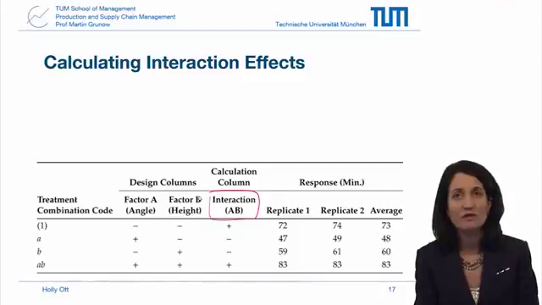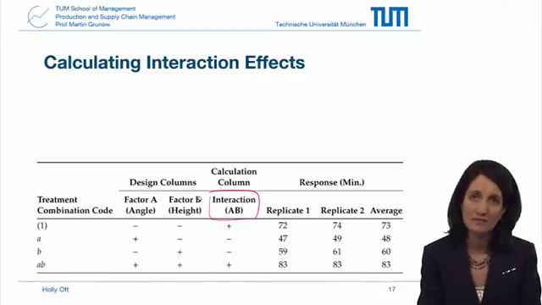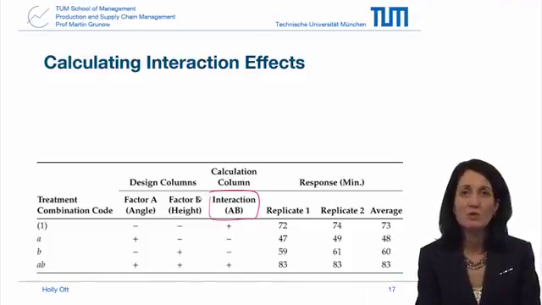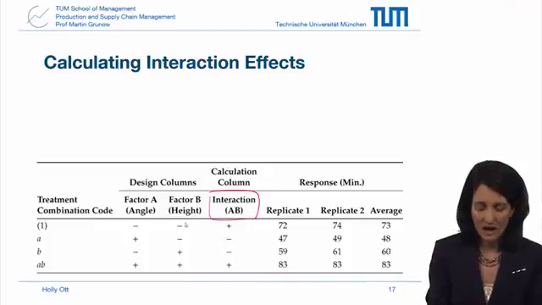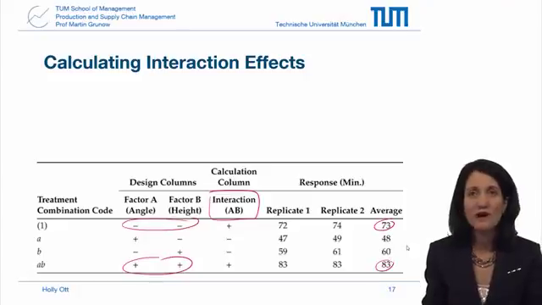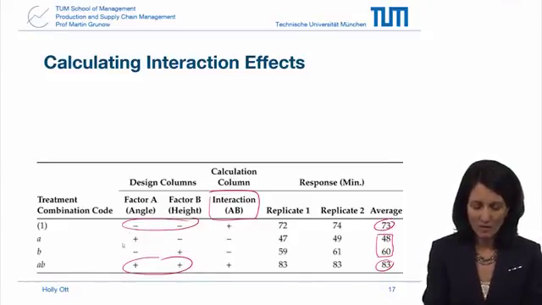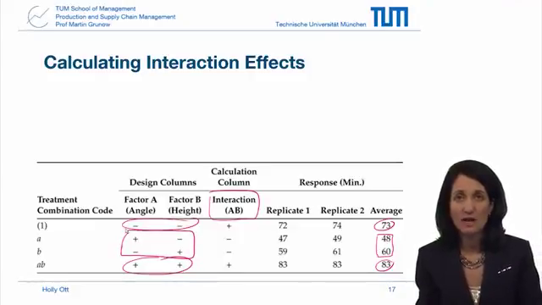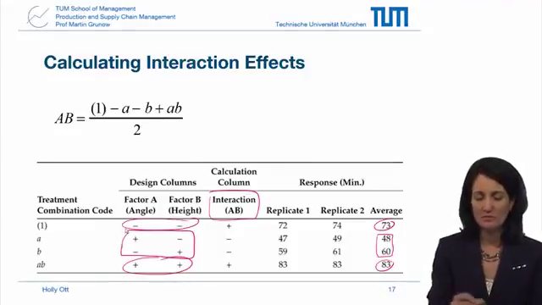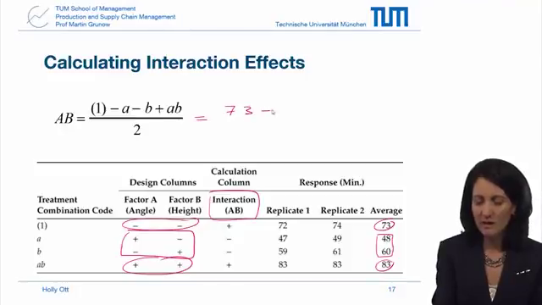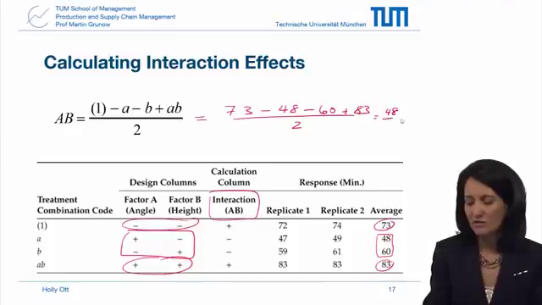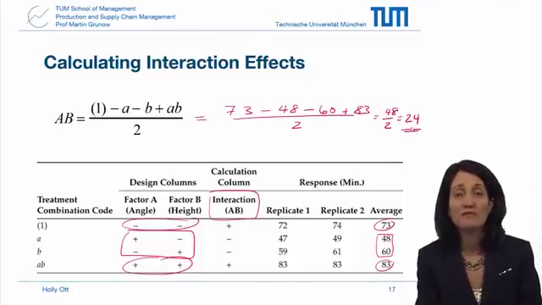The interaction effect between two factors also has a practical meaning and can help in understanding how the factors work together. So, the interaction effect between factors A and B in the two-factor experiment is calculated as follows. We take the average of the responses from the treatment combinations where both factors are high and both factors are low. Then we take the average of the responses from the treatment combinations where one factor is high and one factor is low. And we subtract these, and we get the following formula. So, one more time, we have this time (73 + 48 - 60 - 83)/2. This gives us 48 over 2, or an interaction effect of 24.